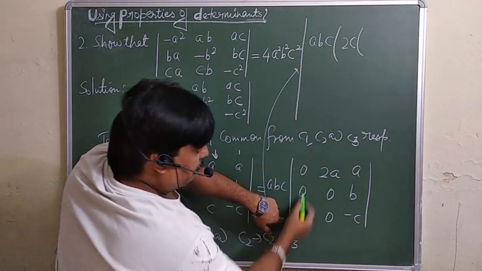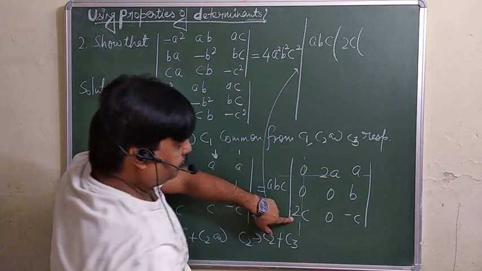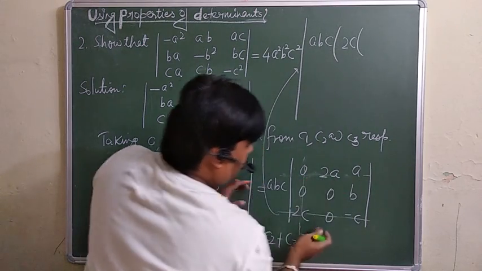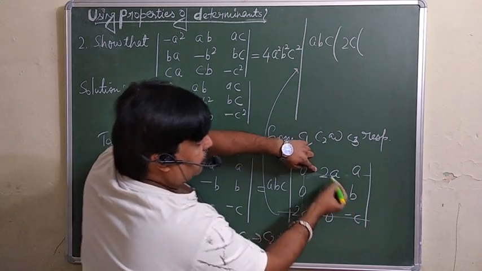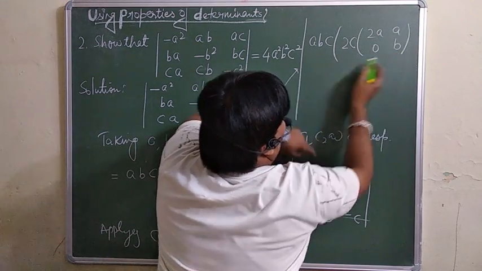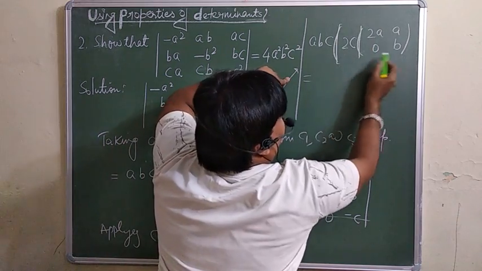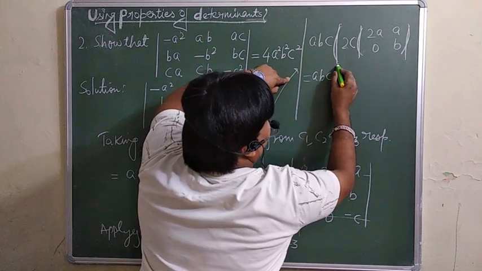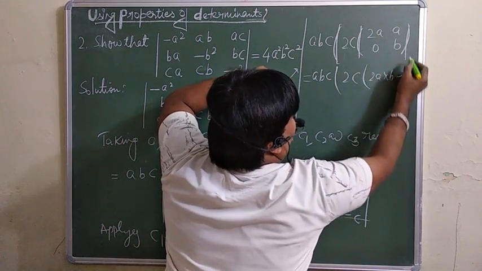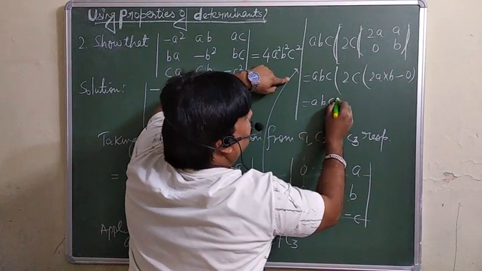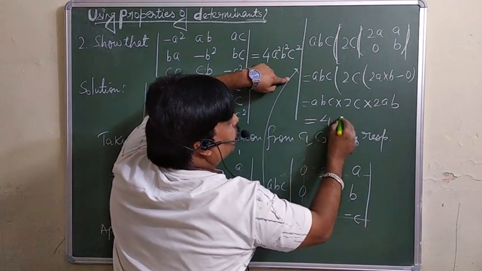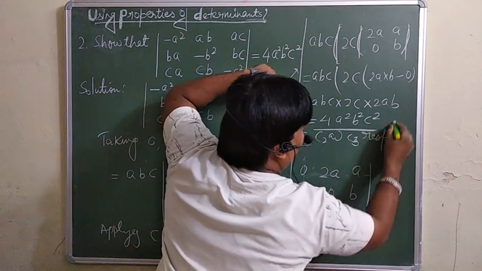So here you will get what? This column and this one. Like this, this row and this column we will take now. So here is 2a, a, 0, b. So this is equal to a, b, c times 2c, and you will multiply 2a into b, minus 0 into a, which is 0. So this is a, b, c into 2c into 2ab. So that is equal to 4a square b square c square, and this is what we had to prove.